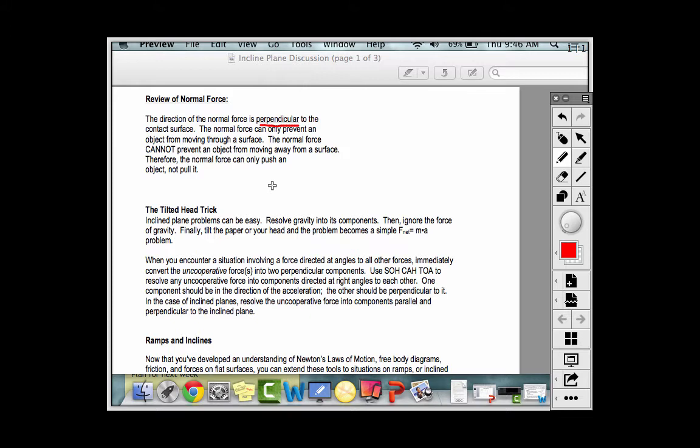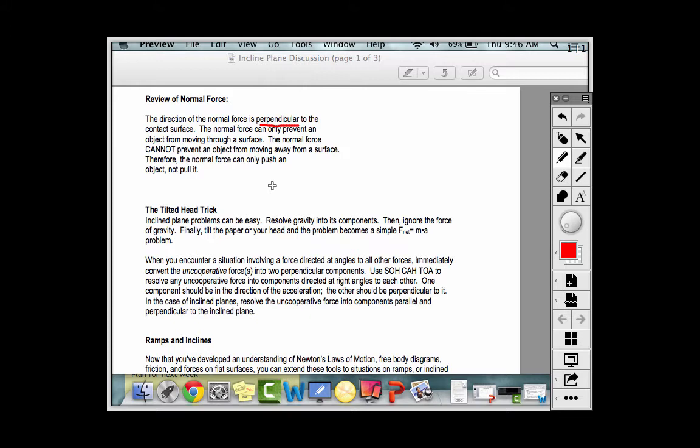Now obviously, if we stuck an elephant on this chair, that would be too much for the normal force to overcome and the chair would collapse. But in normal situations, the normal force is going to typically counteract the force of gravity. Now we're switching gears and talking about inclined planes. If you think of an inclined plane, basically it's a ramp.